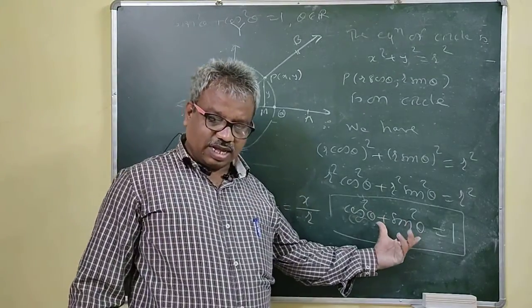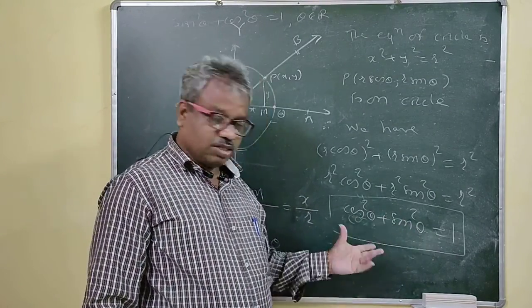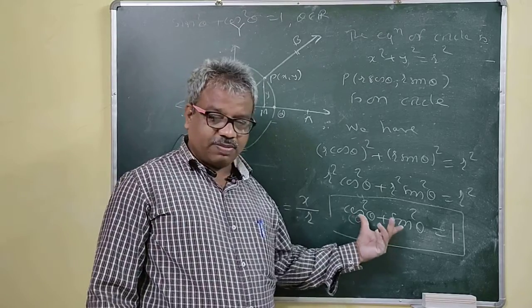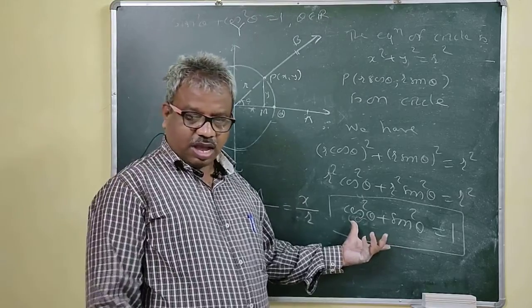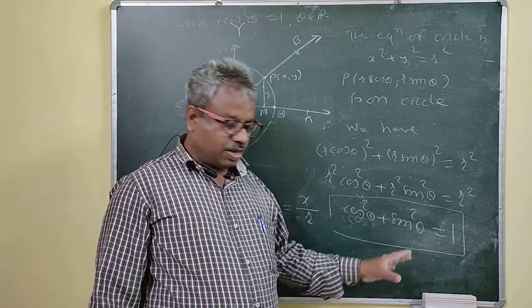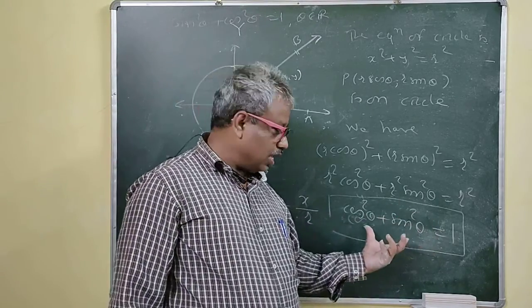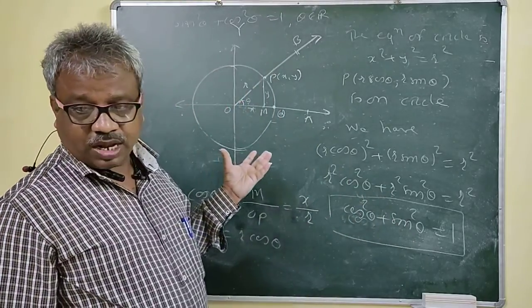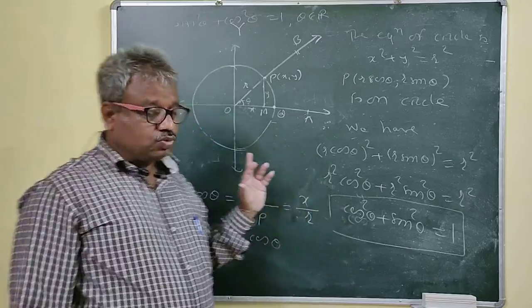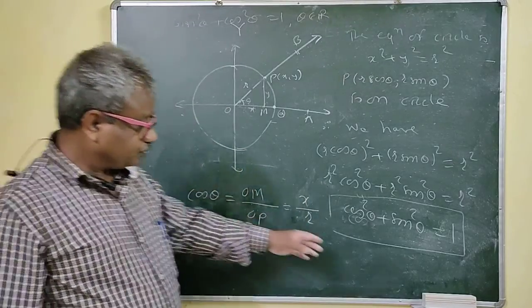Last year we applied cos square theta plus sin square theta is equal to 1. We know this is a fundamental identity, but without proving it, we just assumed it was true and solved some problems last year using it. So now we have proved this with the help of the circle.